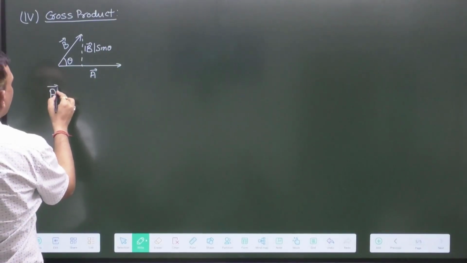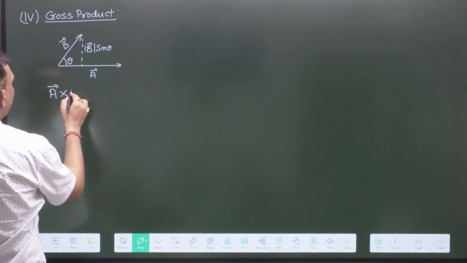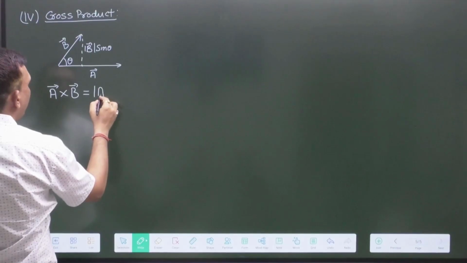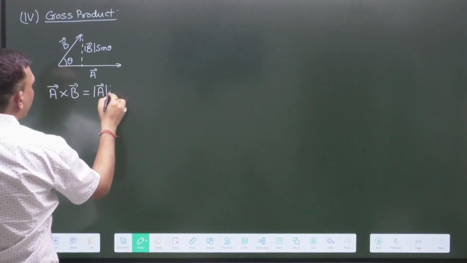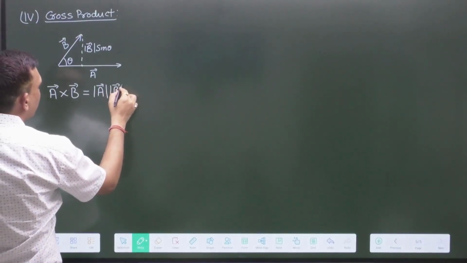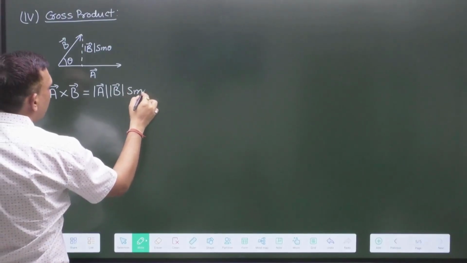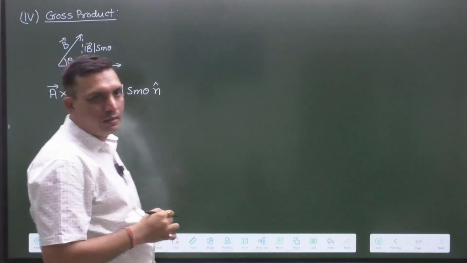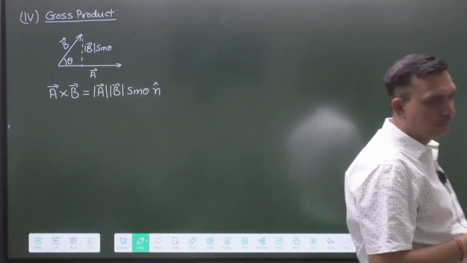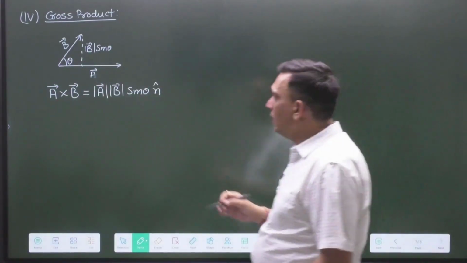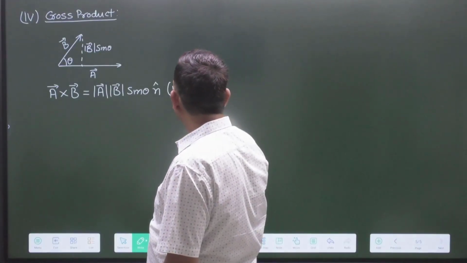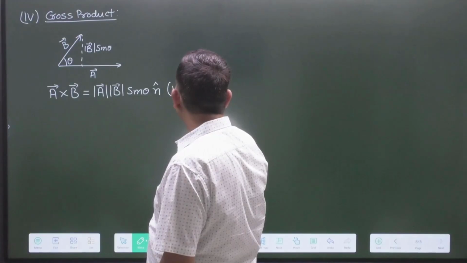So A cross B is given by mod A mod B sin theta, and n cap is the direction of A cross B. This cross product is a vector quantity. It's a vector quantity.